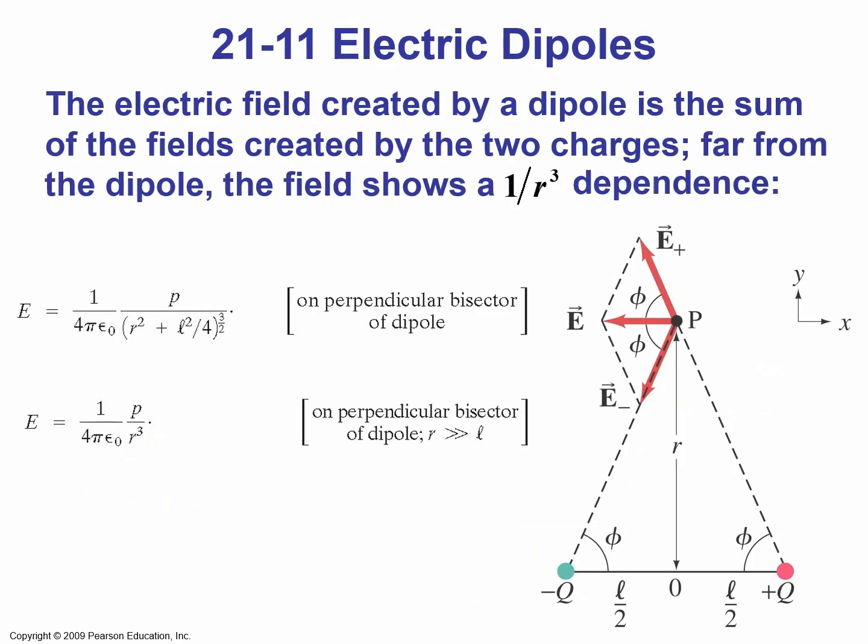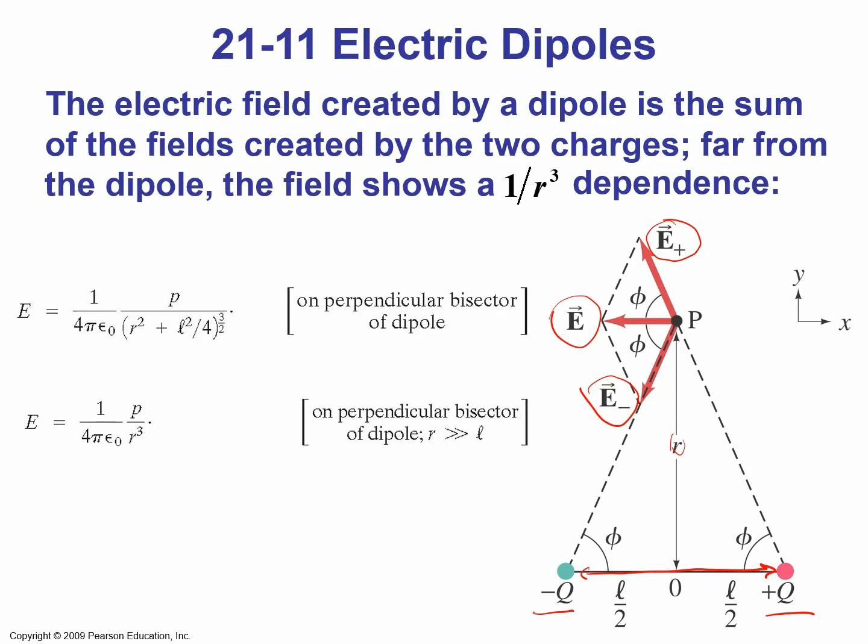The electric field created by a dipole is the sum of the fields created by the two charges. Far from the dipole, the field shows a 1 over r cubed dependence. So here we have charge minus Q, and also a charge plus Q separated by the distance L from each other. At the midpoint O, and vertically up at a distance r, we have a point P. At this point, we have electric field from the positive charge pointing upward, which we show as E plus. And we have electric field due to the negative charge, E minus, and the overall field will be the superposition of these two, which we define as E.